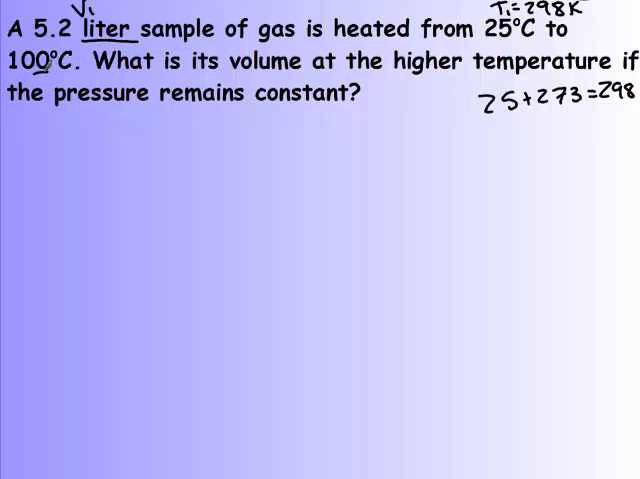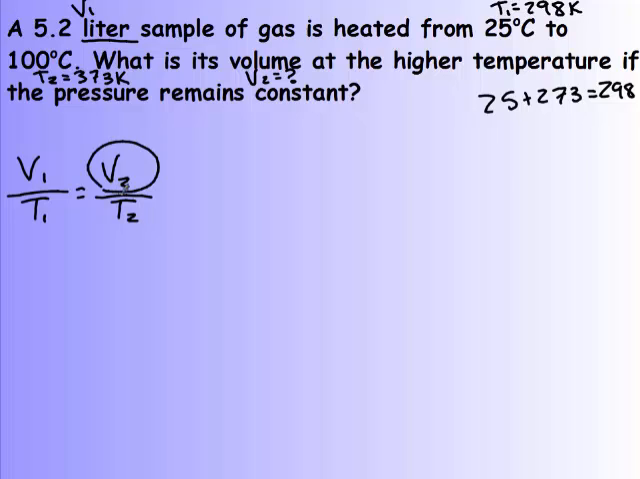And then 100 degrees, so that's T2. So add 273 is 373. It says, what is the volume? So V2 is what I do not know. So now I write my equation. I need the equation that has volume and temperature, which is Charles's law. And I'm rearranging for V2.